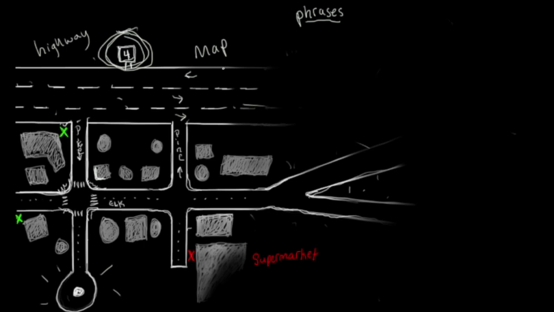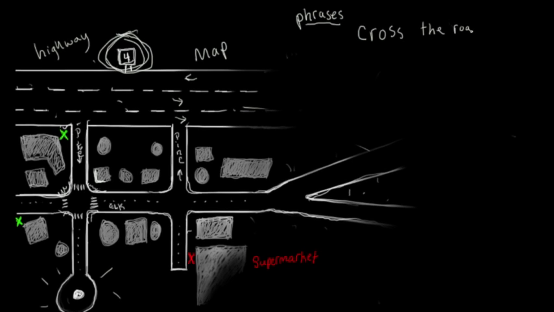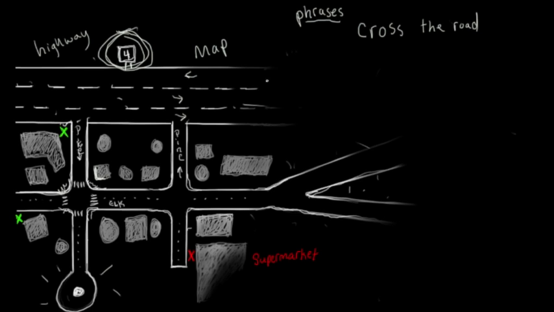So let's talk about some phrases, simple phrases. Cross the road is a kind of direction you might give to somebody. Cross the road would be to go from here to here, okay?